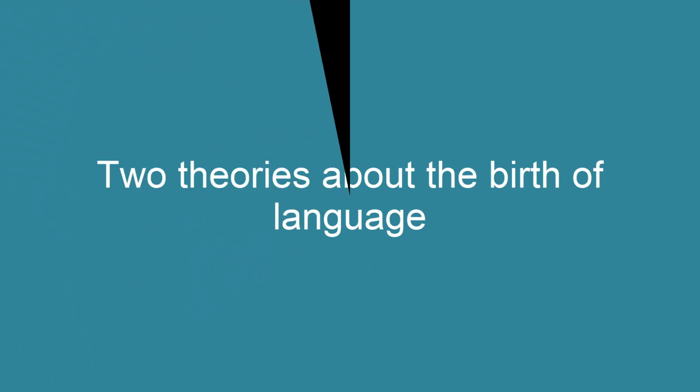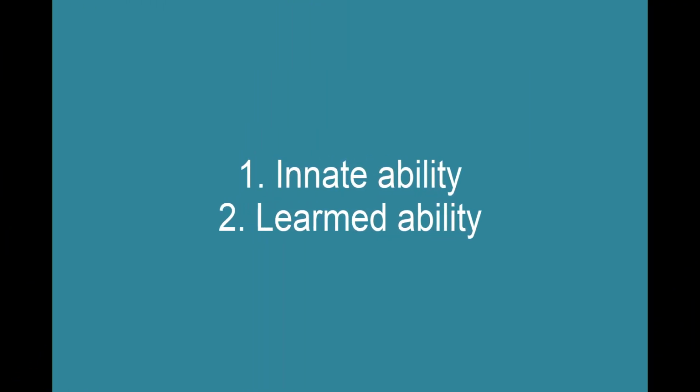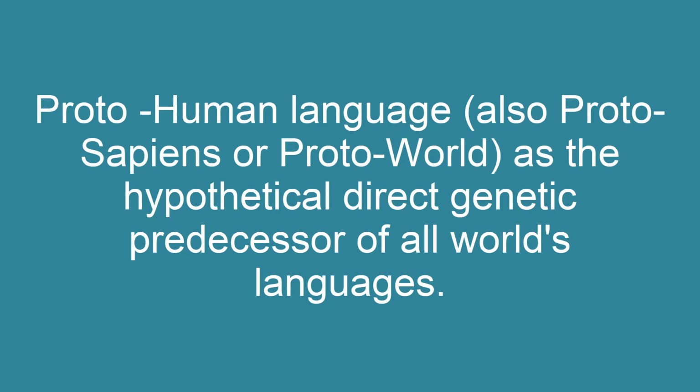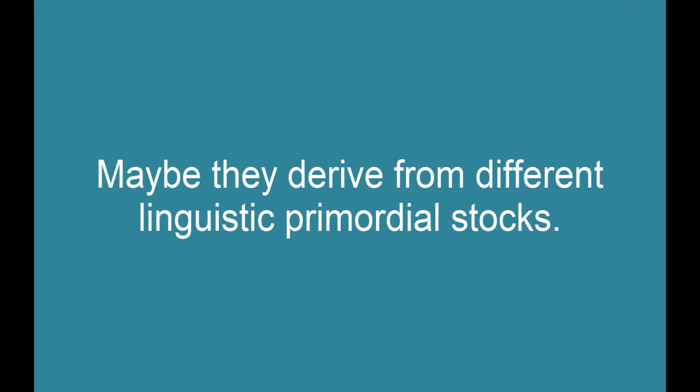According to the anthropologist Ian Tattersall, language appeared 100,000 years ago, although the necessary anatomical features of the throat were already present. There are two theories about the origin of language. The first one defines language as an innate ability, and the second one as a learned ability. We can't know if modern languages derive from a unique former language, the proto-human language, also proto-sapiens, a proto-world as the hypothetical direct genetic predecessor of all the world's languages, or if they derive from different linguistic primordial stocks.